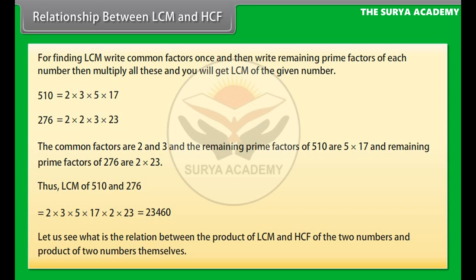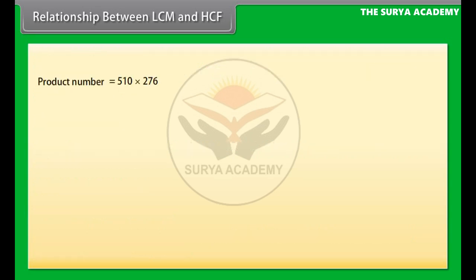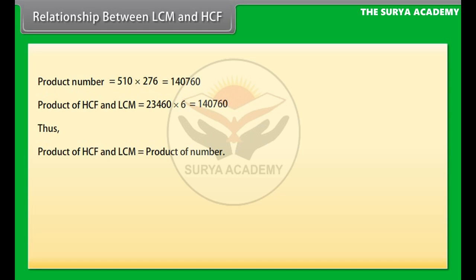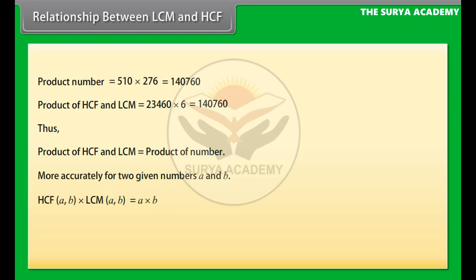From the above discussed example, the product of the numbers is equal to 510 into 276, which equals 1,40,760. The product of HCF and LCM is equal to 23,460 into 6, which is 1,40,760. Thus, the product of HCF and LCM is equal to the product of the numbers. More accurately, for two given numbers a and b, HCF(a,b) into LCM(a,b) is equal to a into b.